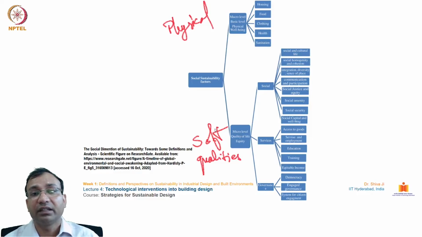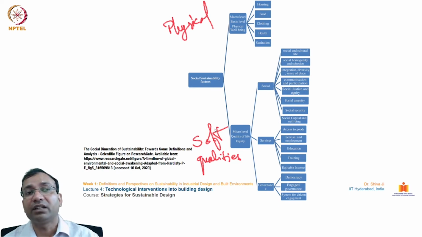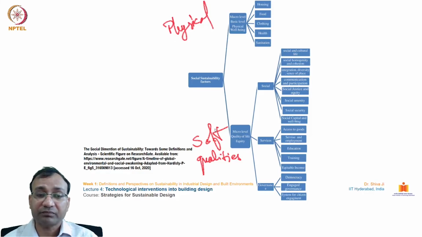Then there is service and employment. Then there is education, training, equitable income. The equitable income talks about there being some parity in society for economic well-being. So one must be able to receive some monetary benefits for their sustenance. So it is very important for society to maintain that pay parity and equitable income in the society. Democracy we have discussed, and then there is engaged governance.